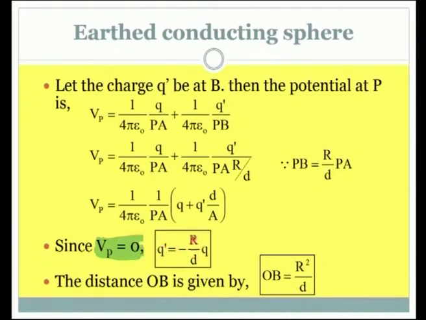What about this r divided by d? R is the radius, d is the distance between the center of the sphere and the point where we have the positive charge. And the distance OB is also now given in terms of the r and d. See, this highlighted expression is for the charge q dash, and this highlighted expression is for the position OB.